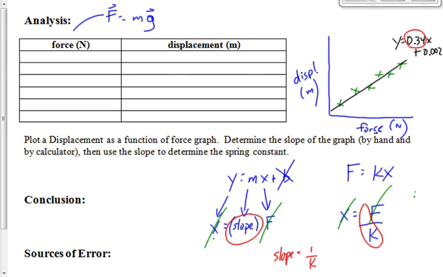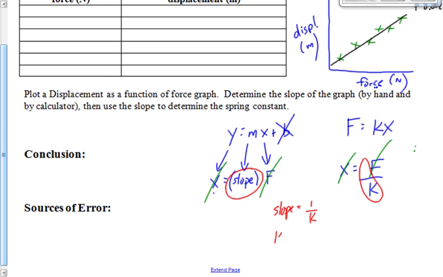Or in other words, k, which is really what I'm looking for, because remember what my problem was. What is the spring constant for a particular spring? The value of k is going to be 1 over the slope. So plot the graph, make sure it's displacement versus force, not force versus displacement. Get the slope of it, flip over the slope, take the inverse of it, and that's going to give you the spring constant.